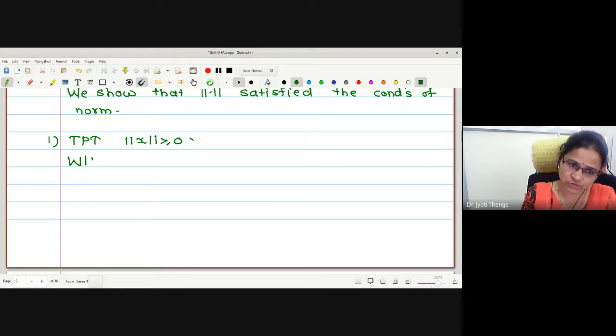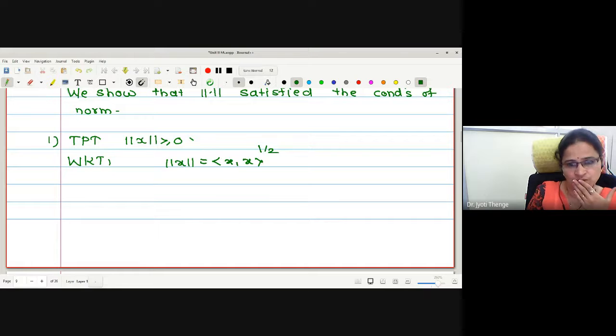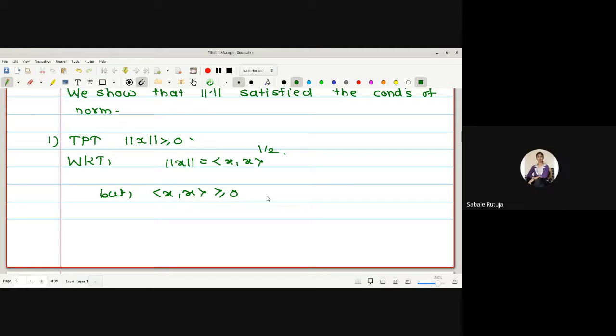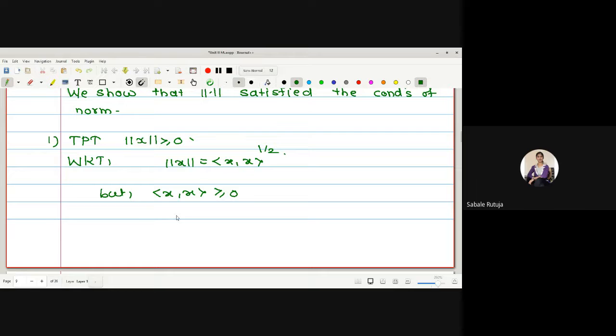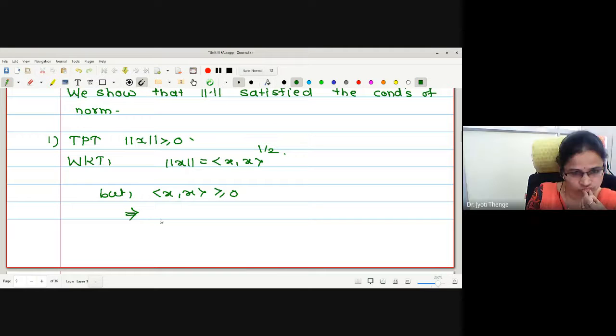What we know actually, norm x is inner product xx raised to half. Right. Now, what do you know regarding the inner product xx? This is non-negative. What about the square root then? Non-negative. Sure.